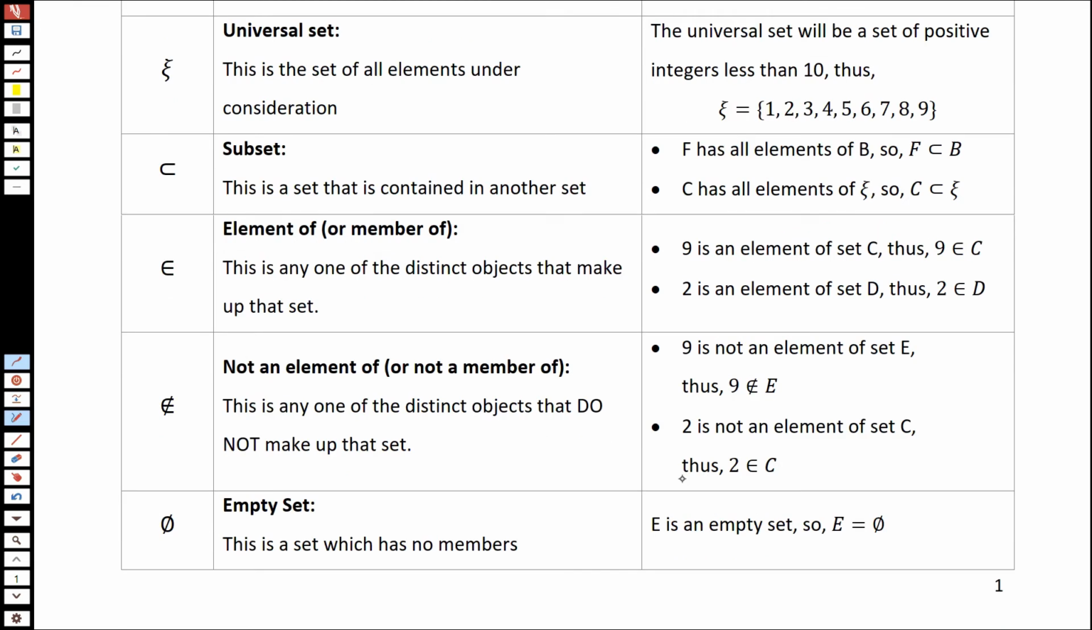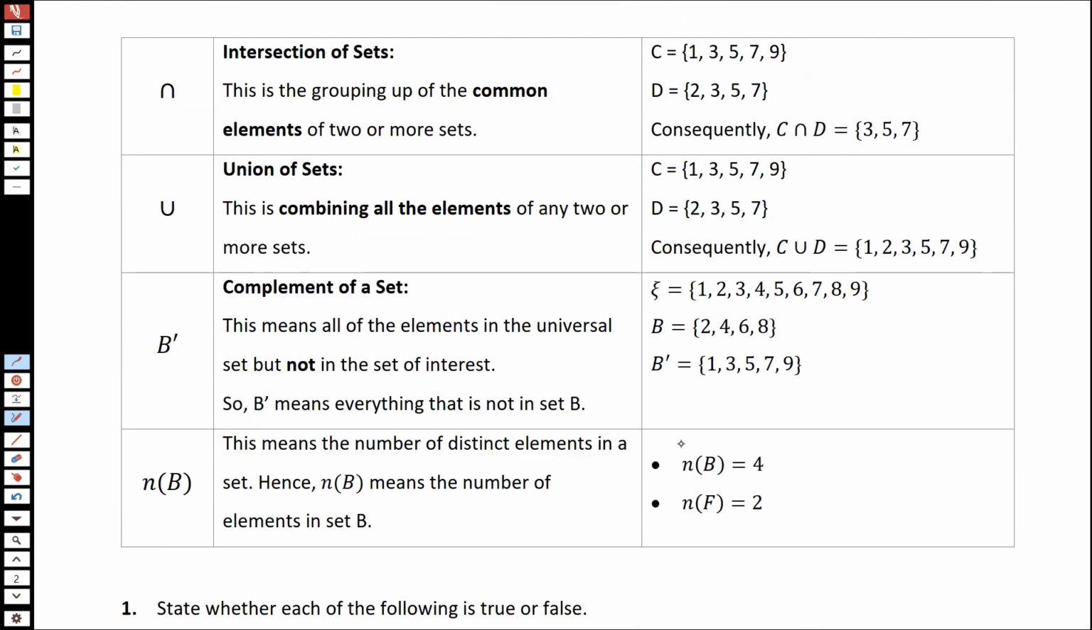The other thing that I want to look at is intersections of sets. So this is the grouping up of the common elements in any two or more sets, because sometimes you can have more than two sets. Yeah, so basically we look at what is in both of those. So this is an example here.